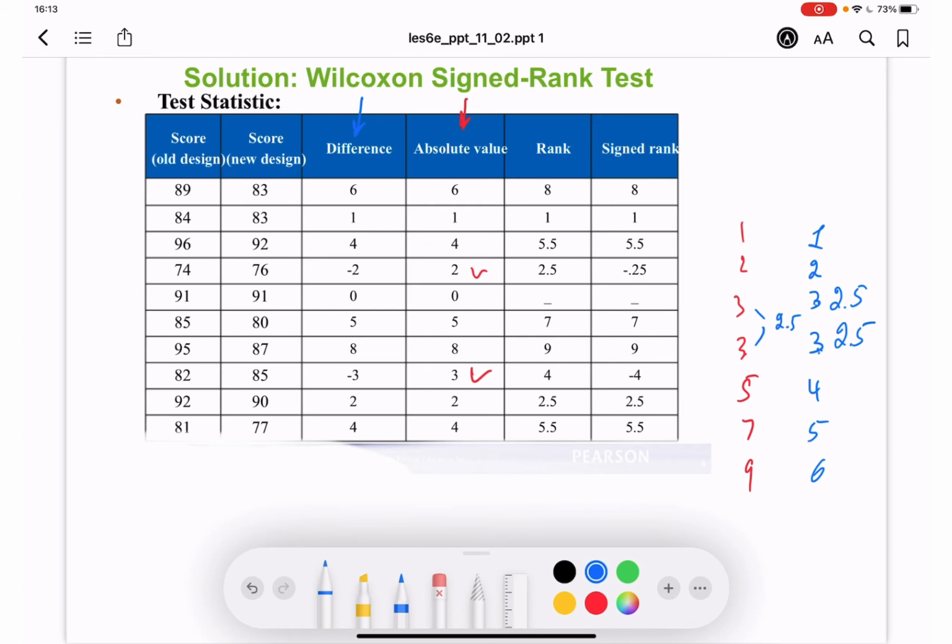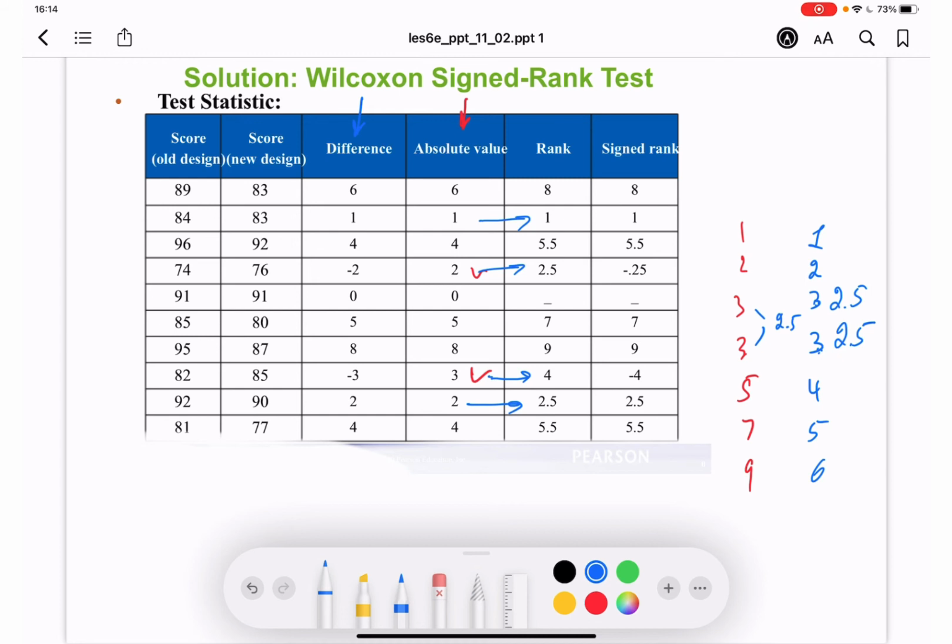So first one is number 1, and then number 2 is coming. We have 2 of them, right? 1 and 2. That's why instead of 2 and 3, we took the average, 2.5, 2.5. Yes, 0 doesn't count because there is no difference. And then we have 3, it's going to be 4 because after 3 comes 4. We just didn't write down 3 because we have 2 of them. We wrote down 2.5, 2.5, but we counted 3.